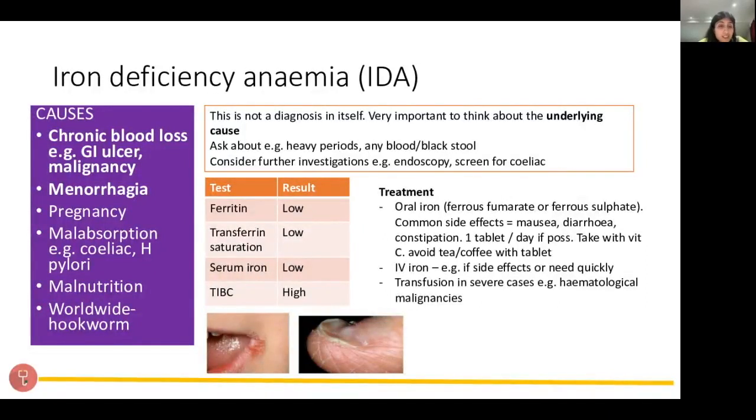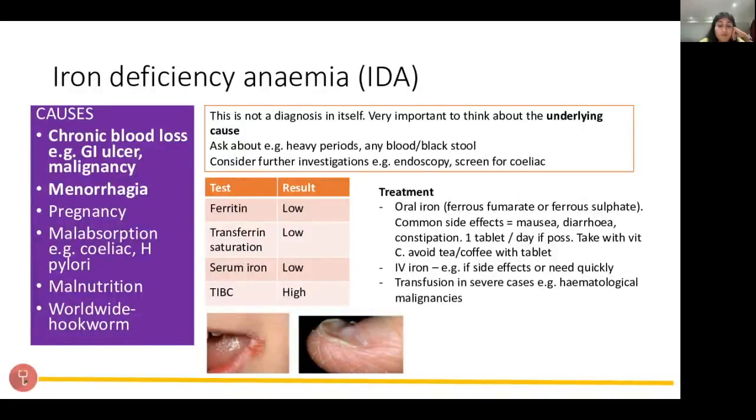So if it's a woman, always ask about heavy periods, so menorrhagia, basically. Or they may have stuff like fibroids, which can cause a lot of bleeding and therefore cause iron deficiency anemia. But if you've got, say, an older patient or a patient who's come in with other red flag symptoms like weight loss, night sweats, fevers, then be more worried about possibly a malignancy or a GI ulcer that's been chronically bleeding, or just general chronic blood loss from anywhere else.